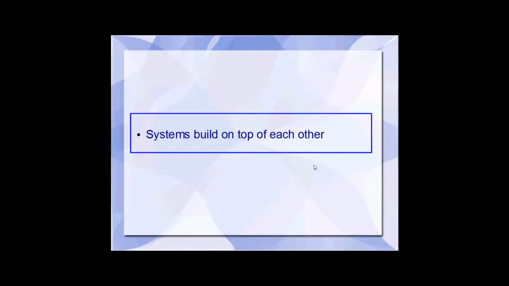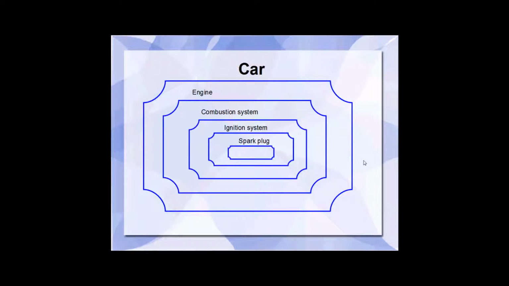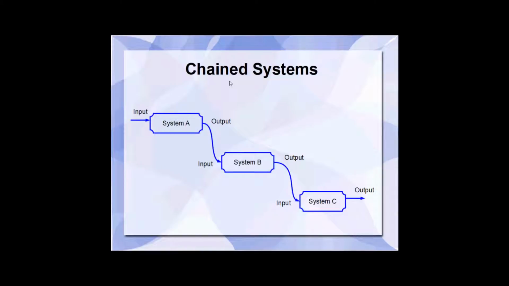Systems can build on top of each other. In this example, the car is built on top of the engine, which itself is built on top of the combustion system, which is built on top of the ignition system, which is built on top of the spark plug. Systems can be chained. Here is an example of a chained system. The output of system A feeds into the input of system B, and the output of system B feeds into the input of system C. This is a simple chained system.